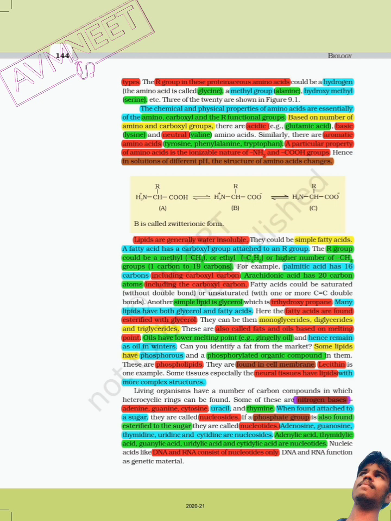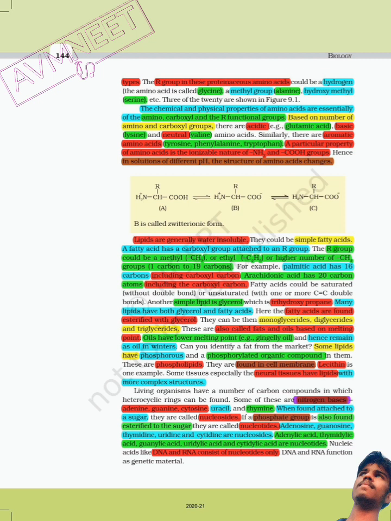The chemical and physical properties of amino acids are essentially of the amino, carboxyl and the R functional groups. Based on number of amino and carboxyl groups, there are acidic (glutamic acid), basic (lysine) and neutral (valine) amino acids. Similarly, there are aromatic amino acids. A particular property of amino acid is the ionizable nature of NH2 and COOH groups. Hence, in solutions of different pH, the structure of amino acids changes.